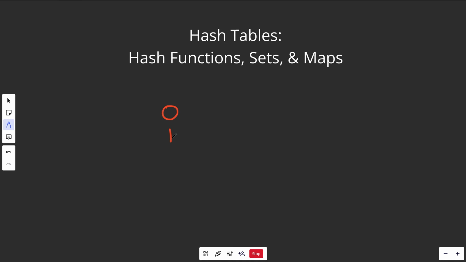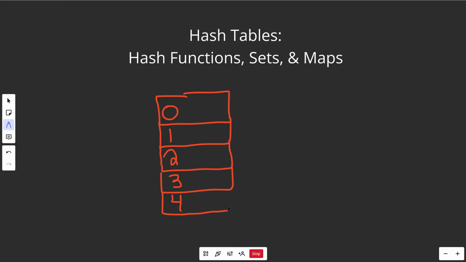So that means hash functions, sets, and maps. So let me draw a hash table. Now it's going to look fairly similar to an array for now, but it is quite different in many ways, and we'll see why. So basically we have 5 positions here, and I'm drawing little boxes here, which you can kind of think about as buckets. So this is going to be bucket number 0, bucket 1, and so on.